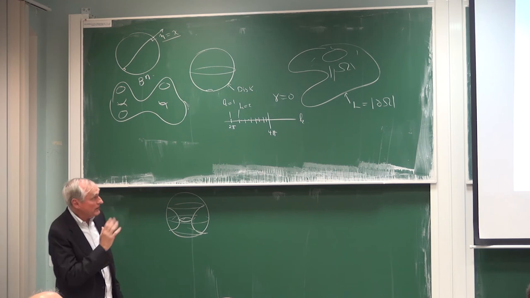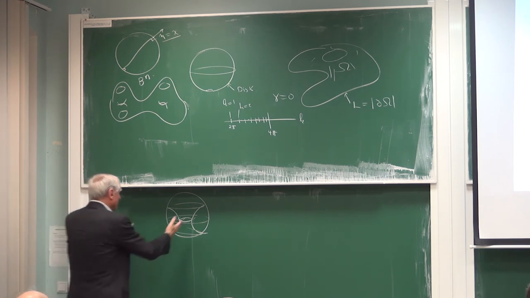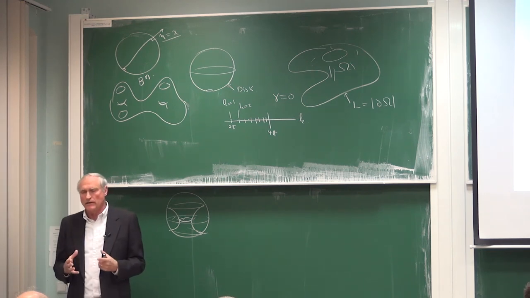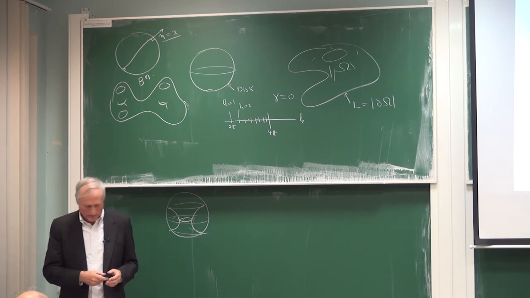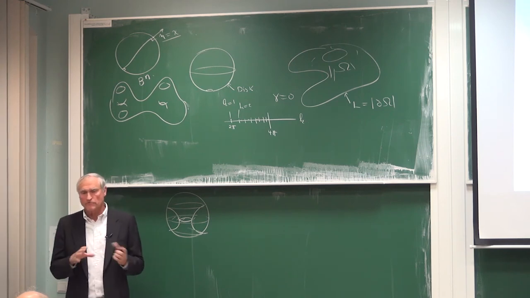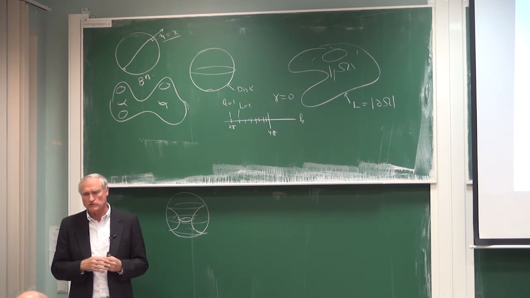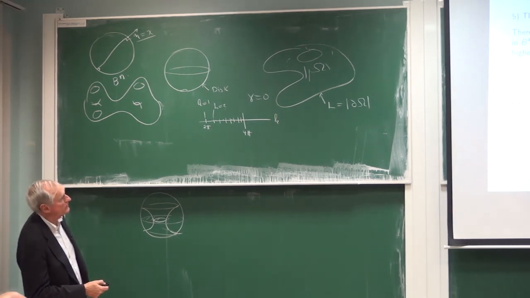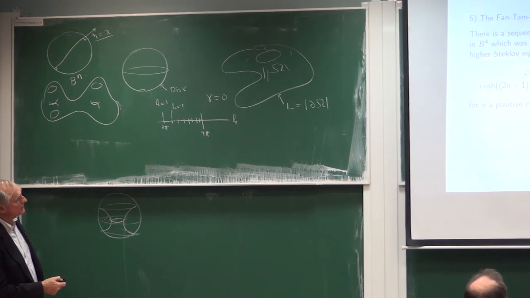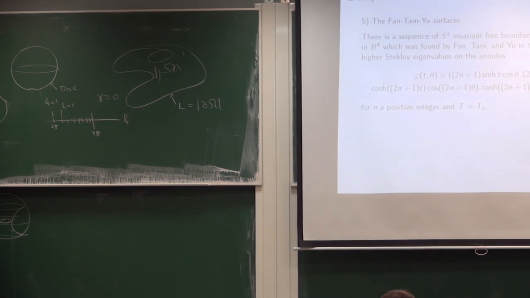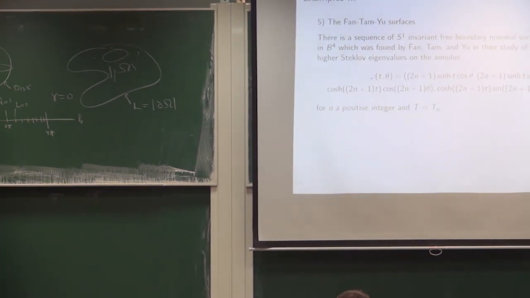Let me also mention, in the annulus case, you might think that the annulus is sort of unique, and it possibly is unique in B3. We don't really know whether that's true or not. But it turns out, if you look at annuli in B4, there are an infinite number of S1 invariant ones. And actually, they were constructed in an interesting paper by three Chinese authors, Fan, Tam, and Yu, where they studied higher Steklov eigenvalues, extremizing them, on annuli which are S1 invariant, so metrics that are S1 invariant.